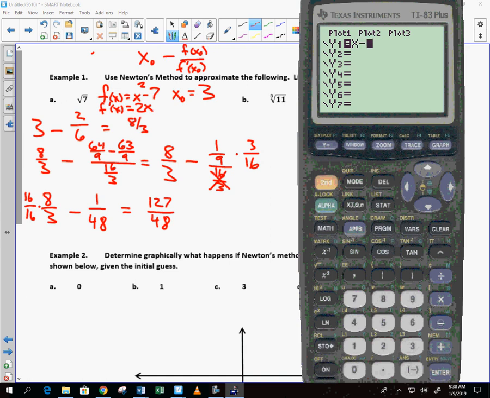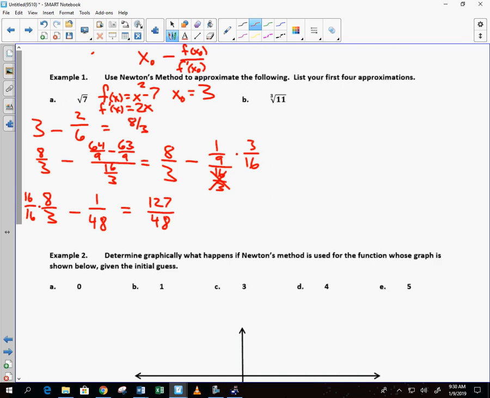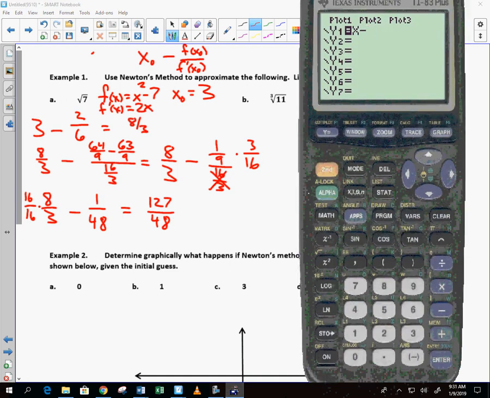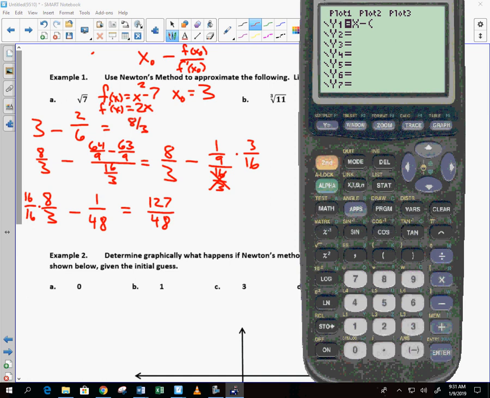X minus, what does our formula say? It says f of x sub 0. So what's f of x? X squared minus 7, divided by parentheses. Make sure you use your parentheses appropriately. What is the derivative? 2x.